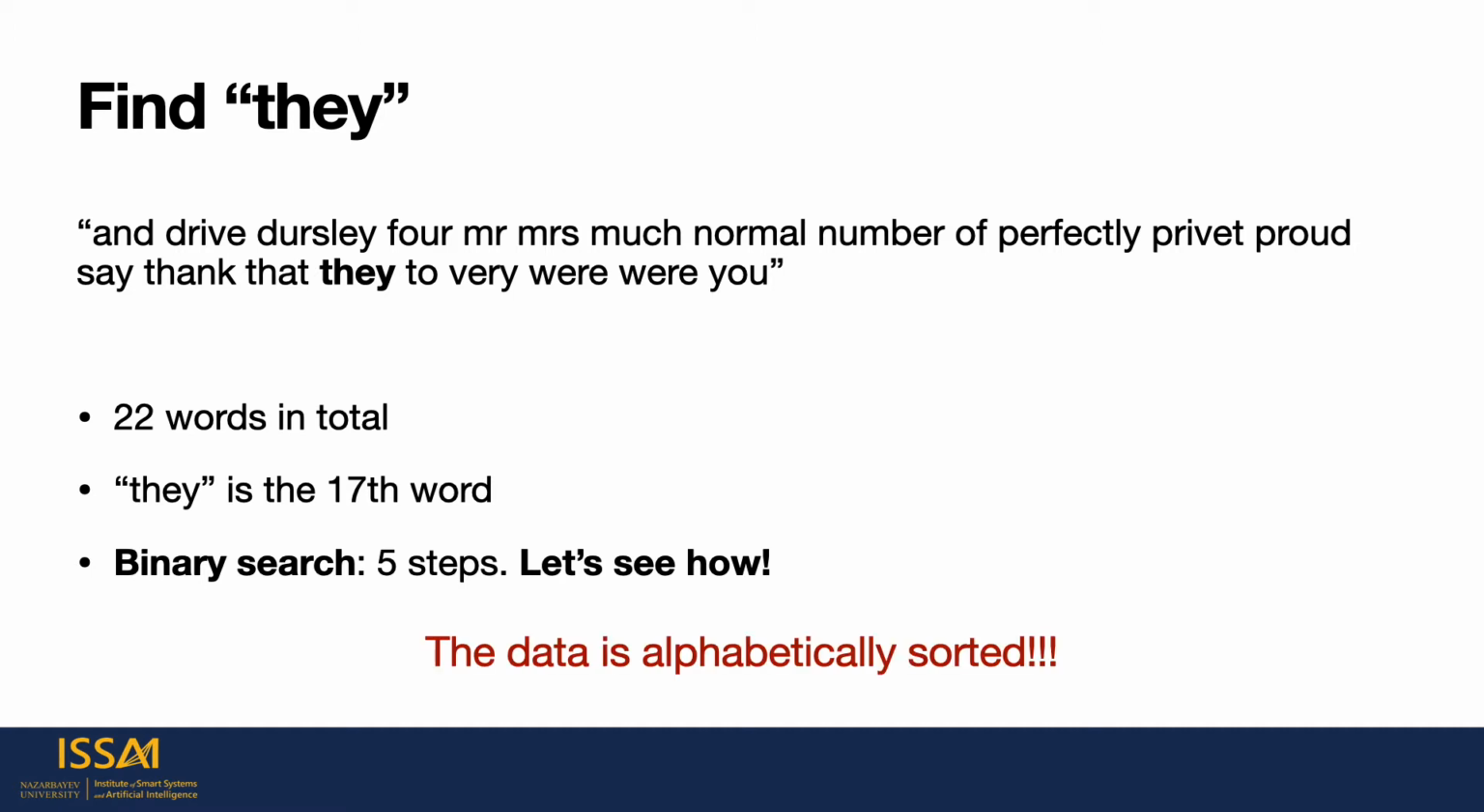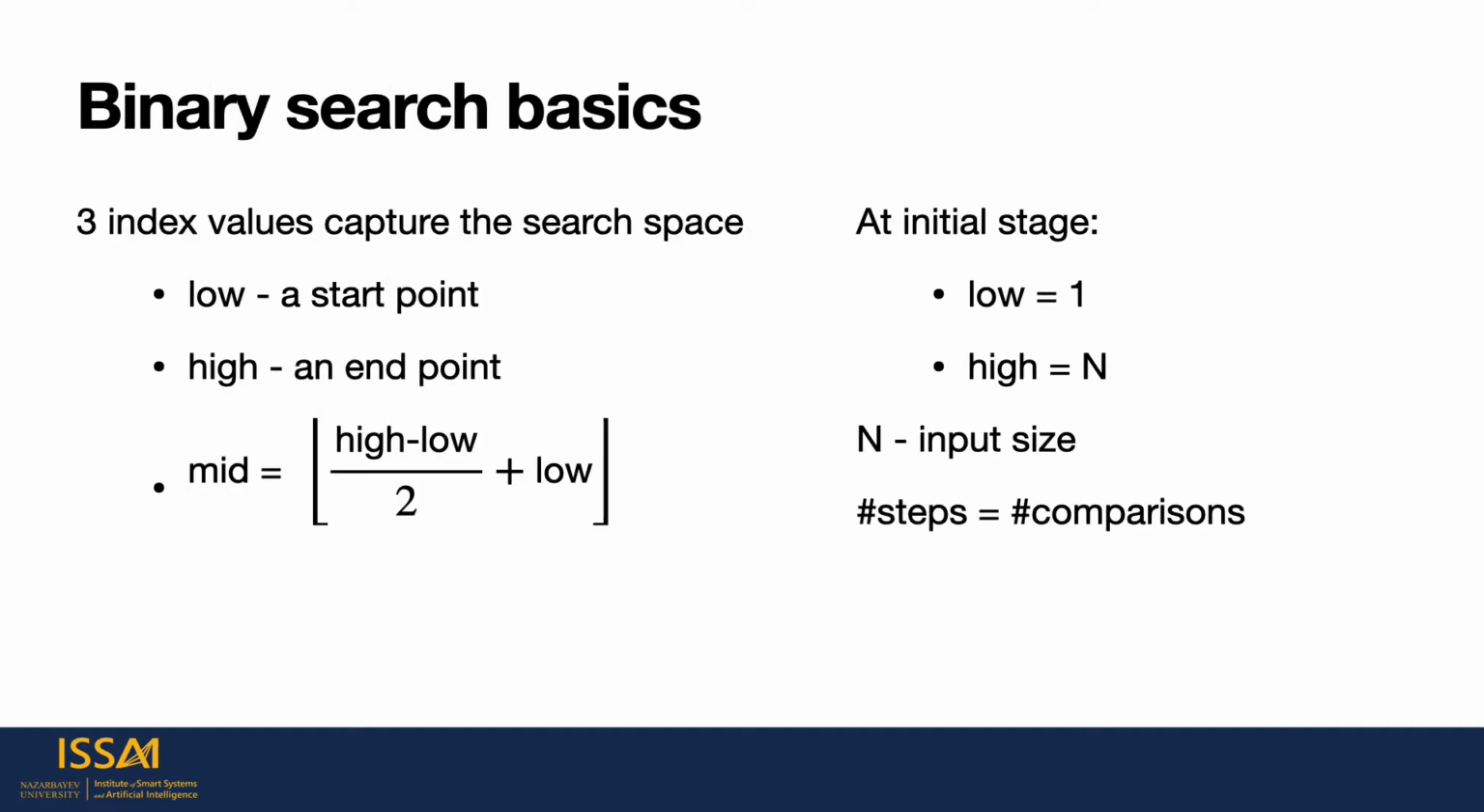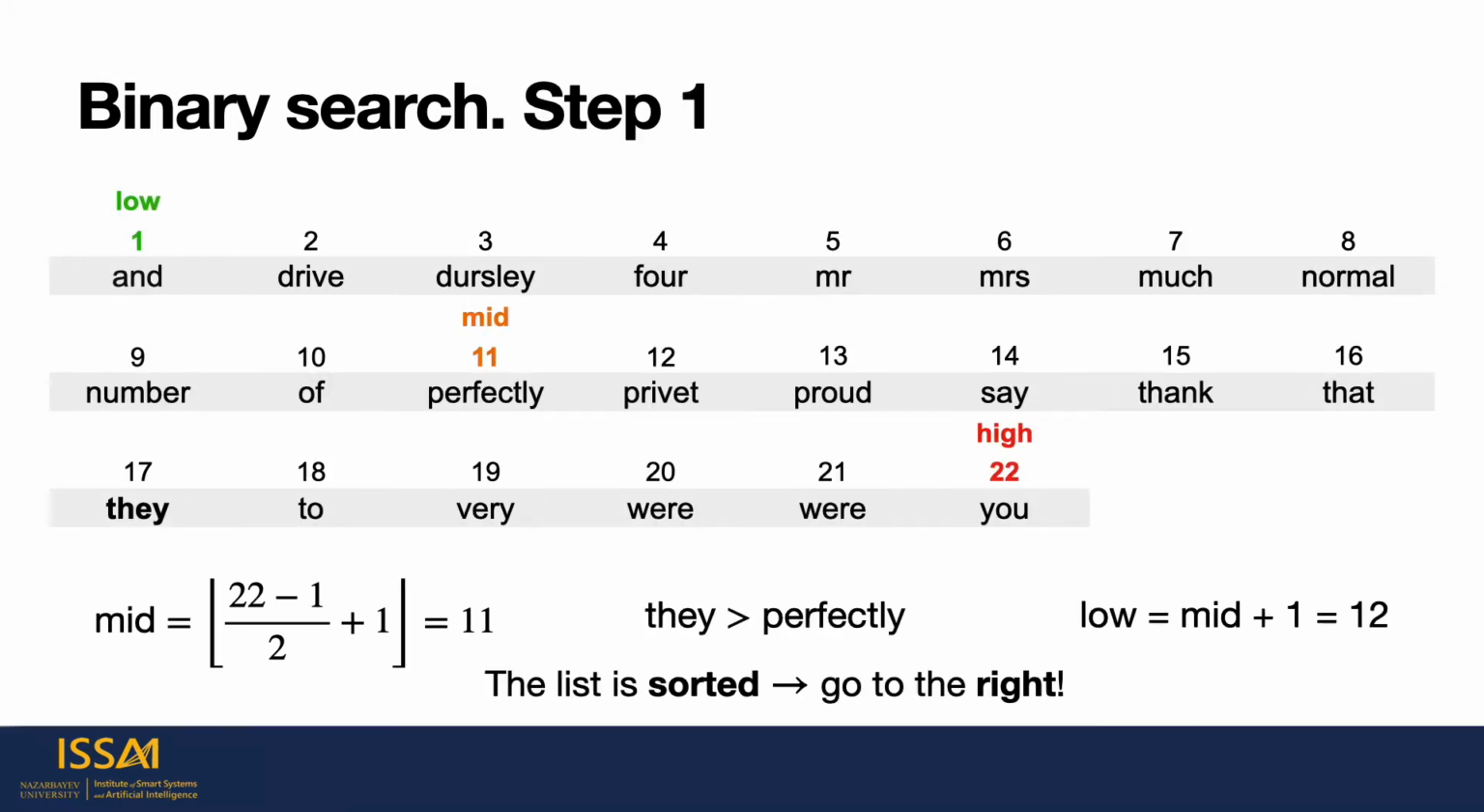The secret ingredient is the alphabetized data. Before we dive deeper, let's cover the basics of binary search. At every step, we keep track of our search space using three index values: low, the starting point; high, the ending point; and mid, the middle point between these two indices. At the initial stage, we set low to 1 and high to the size of the input, which is 22 in our case. Now we go to step 1.